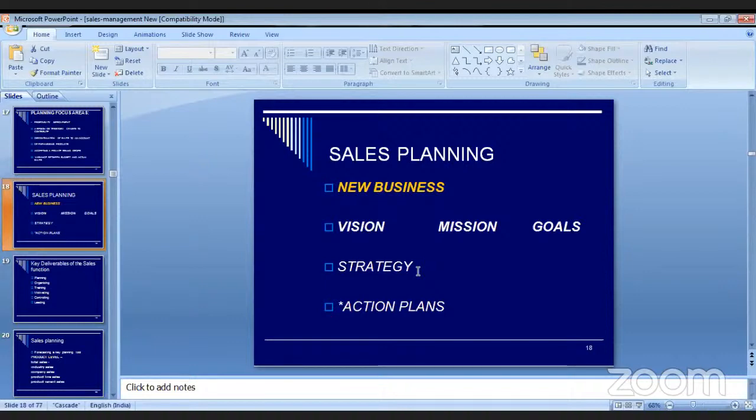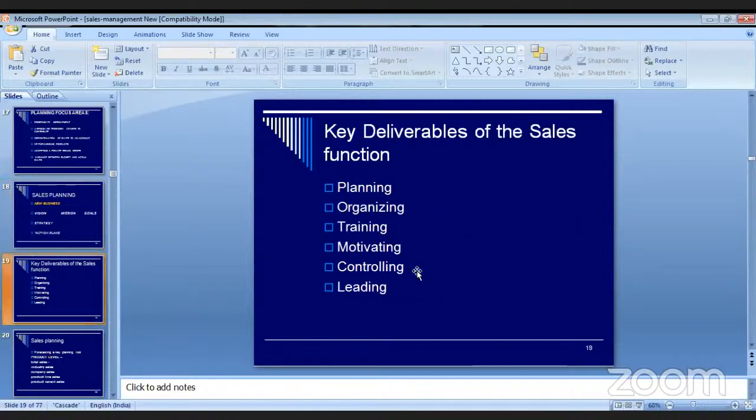So your strategy will be different from the strategy adopted for the existing customer who is staying for a long period. So you are making a change in strategy. Then sales functions, different functions we have already discussed: planning, organizing, training, motivating, controlling, leading. These are the management functions. Man, money, machine, method, market, everything you are utilizing in sales also.